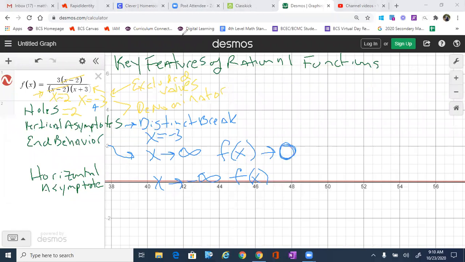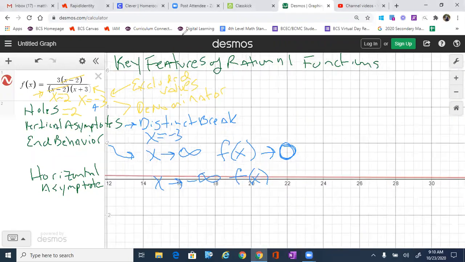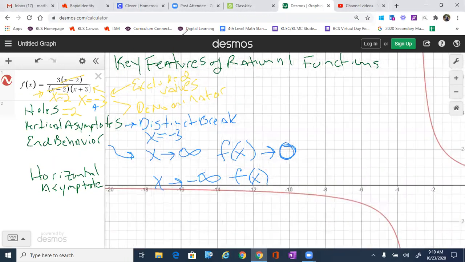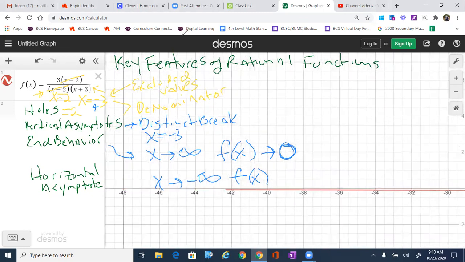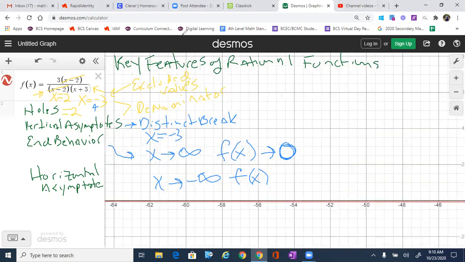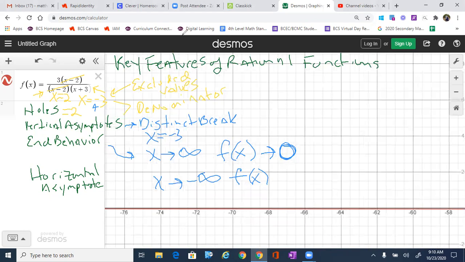Okay, now let's go to the other side. We've got to go all the way out to negative infinity, and check it out. It is doing the exact same thing. It's not going to cross. So we are going to say that as x goes out to negative infinity, the graph is approaching 0.